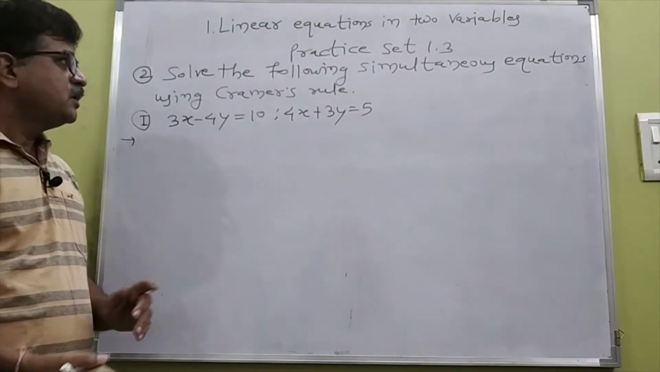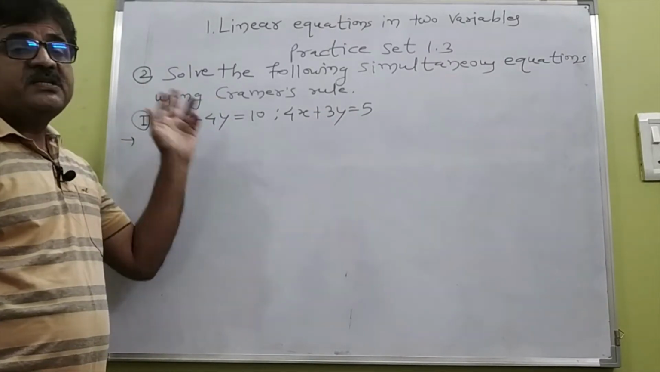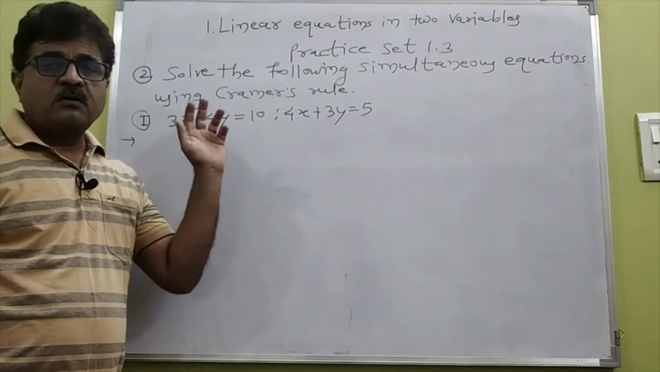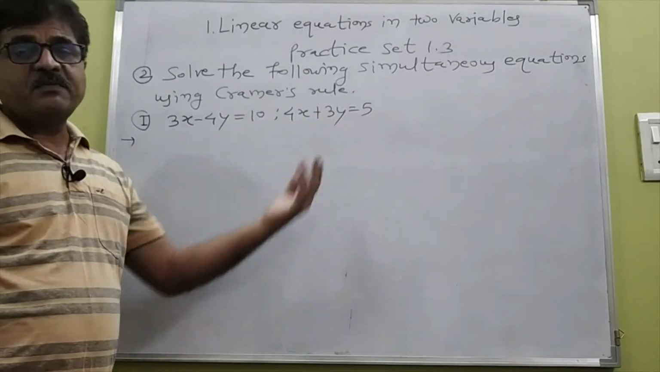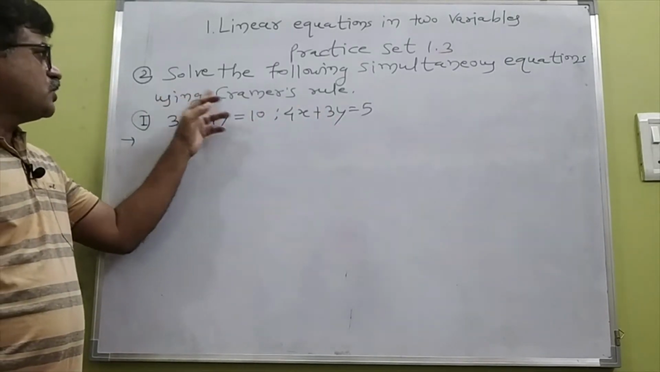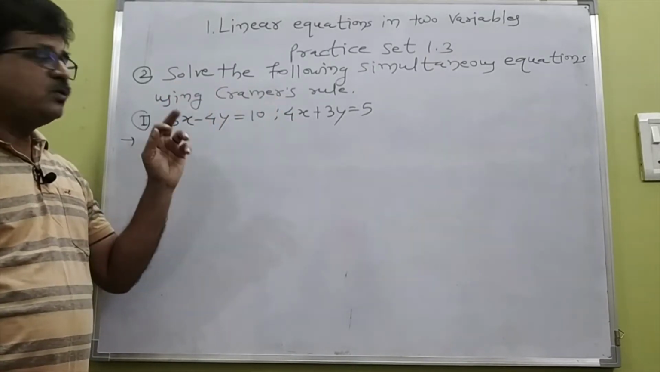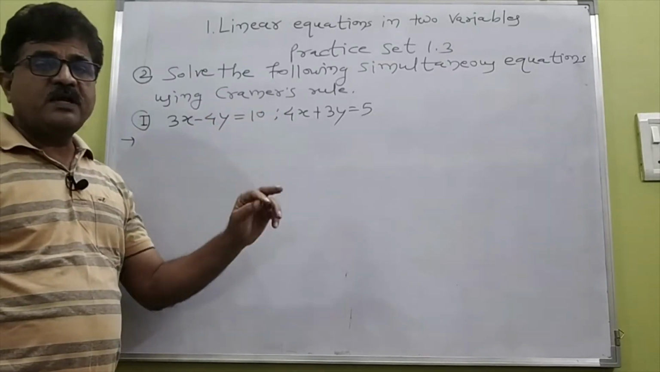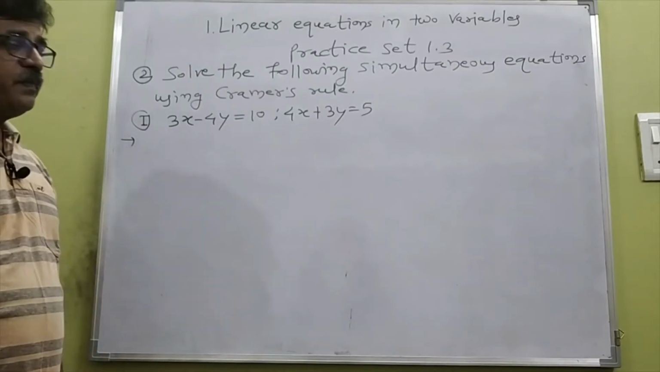Hello students, in this video we have to see examples in practice set 1.3, that is how to solve given simultaneous equations by using Cramer's rule or determinant method. First solve the following simultaneous equations using Cramer's rule. First example is 3x minus 4y is equal to 10, 4x plus 3y is equal to 5.